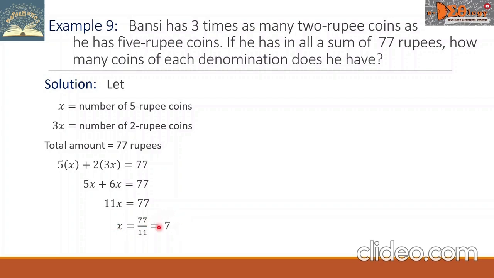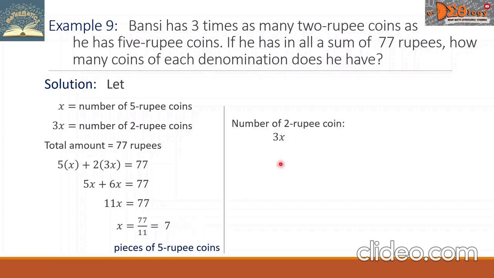In the beginning, we said that this x is the number of 5 rupee coins. That means 7 pieces of 5 rupee coins are there. What about the number of 2 rupee coins? In our formula, we have 3x. x is 7, so we substitute it here. 3 times 7 is 21. This is the number of 2 rupee coins Bansi has.